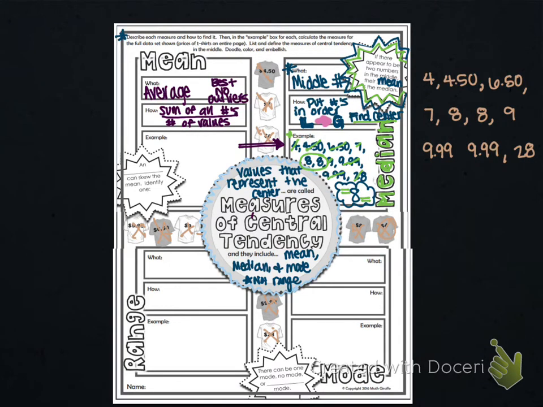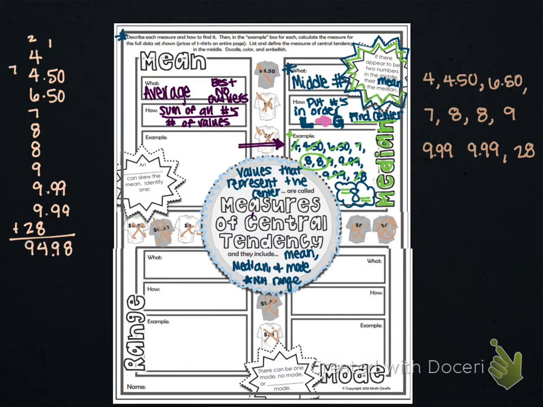So that's doing 4. That's really hard to see. Let me grab a different color. We're going to go 4 plus 450, 650, 7, 8, 8, 9, 999, 999, and 28. Okay, so go ahead and add up those numbers and press play when you have finished.